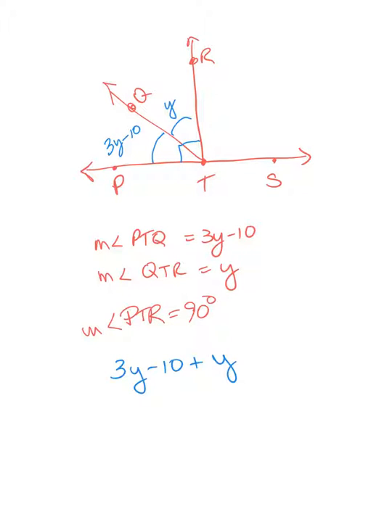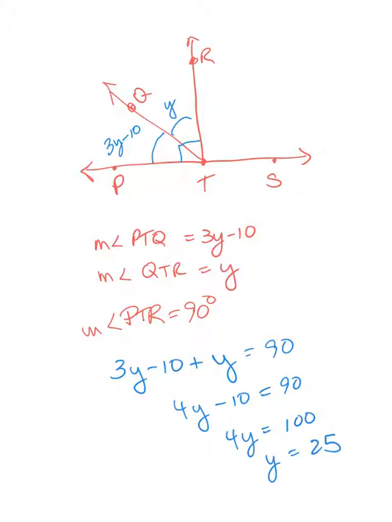So in this case, they say that PTR is a right angle. That means it measures 90. So both of those added together measure 90. And you get 4y minus 10 equals 90. 4y equals 100. y equals 25, correct? Yep. So now I'm going to plug in that 25 and make sure it makes sense. If y equals 25, that's just a plain 25. And if y equals 25 over here, it's going to be 65. What is 65 plus 25? 90. So it checks out okay.